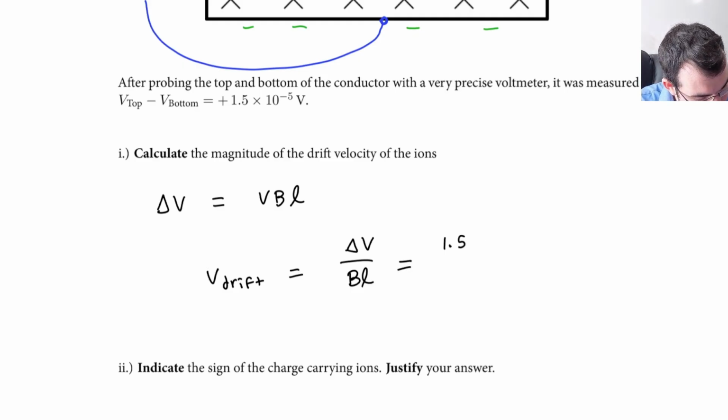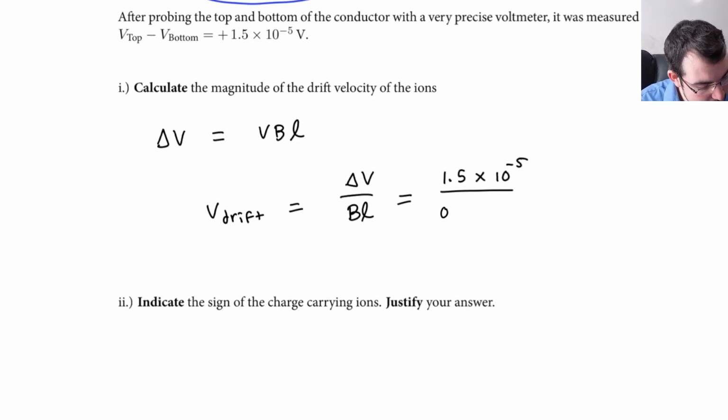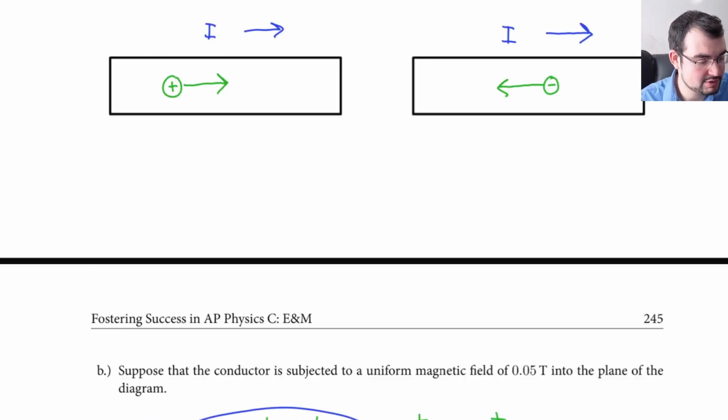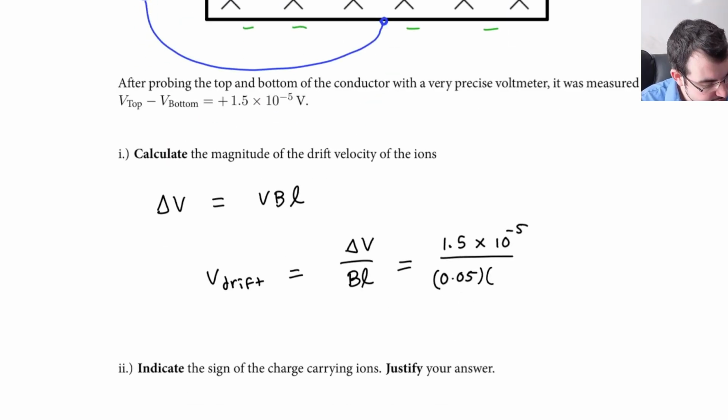The voltage was 1.5 times 10 to the negative 5. And then the B field was 0.05 Tesla. And then I believe the length was also just 0.5 meters. Yep, it was. And this is 6 times 10 to the negative 4 meters per second.